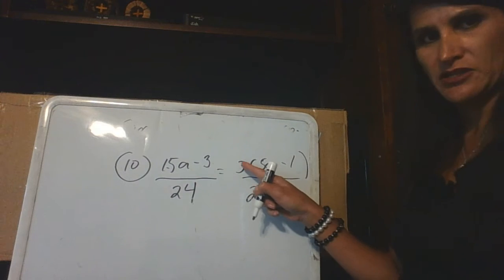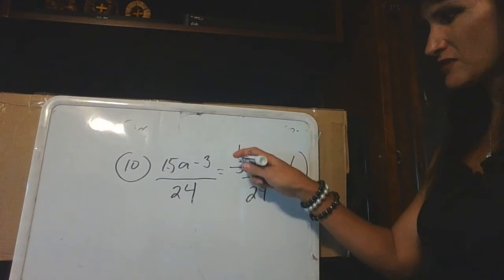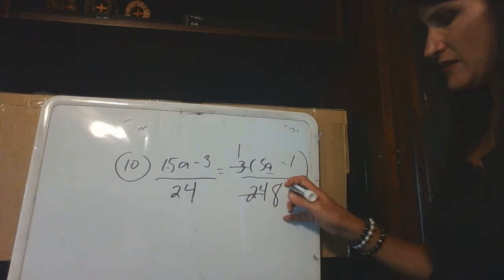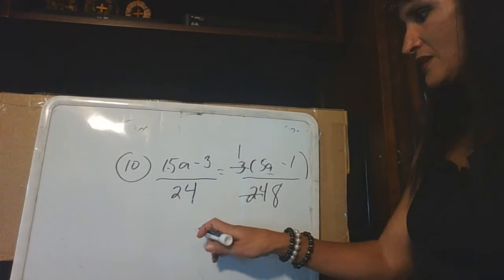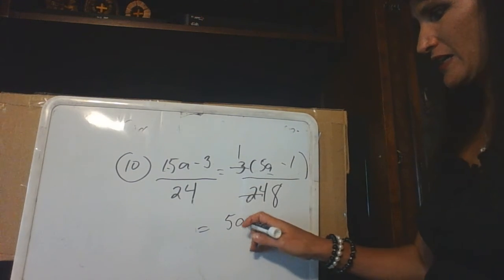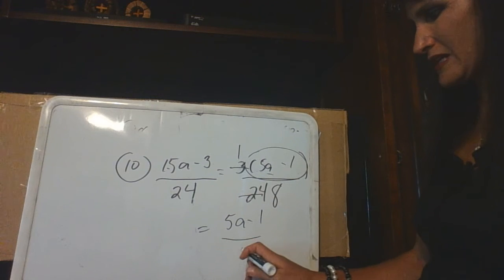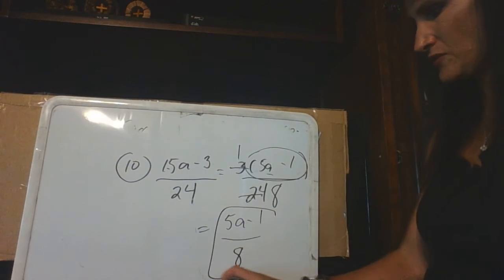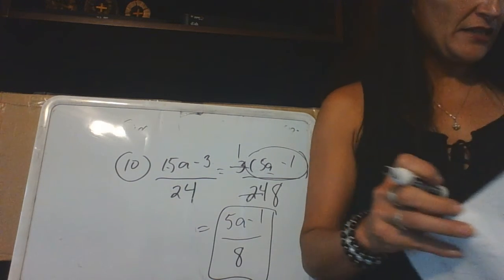Now I have a factor of 3 times the parentheses over 24. Since they're factors, I can reduce these. The 8 stays in the denominator. It doesn't get moved to the top. And you end up with 5a minus 1, this is what was left, over 8. This is your solution. 5a minus 1 over 8.